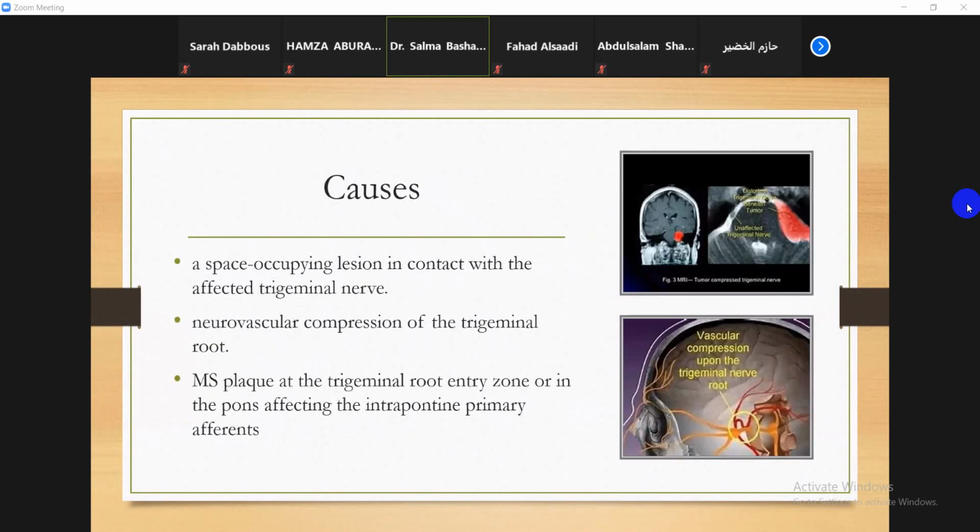Usually idiopathic, we don't have an underlying cause, but we like to screen for a space-occupying lesion in contact with the affected trigeminal nerve, like in the image at the top of this slide, compressing the trigeminal nerve, and rule out neurovascular compression, an artery compressing the trigeminal nerve. MS plaque, a disease called multiple sclerosis, causes demyelinating plaques at the trigeminal root zone or in the pons, for example in the brainstem, affecting the intrapontine afferents. So this can cause, again, trigeminal neuralgia. MS is more common in young patients, predominantly females between 30 and 50. So we do an MRI to rule out MS plaques in the appropriate clinical context, of course. So remember: tumors of the trigeminal nerve, neurovascular compression, that's another cause, and multiple sclerosis in certain patients.